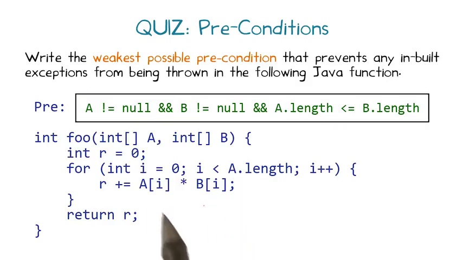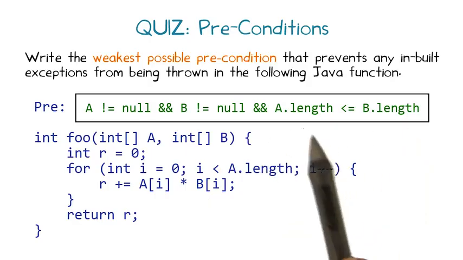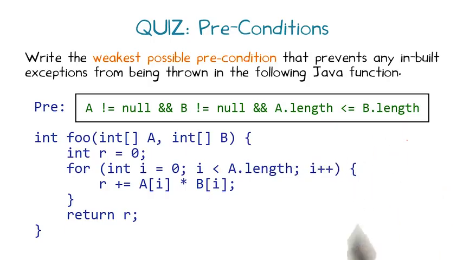Since this happens for every cell in A, we must also require the length of array B to be at least the length of array A, or else we will run into an out-of-bounds exception for array B. So we add to our precondition the requirement that A.length be less than or equal to B.length. These are the weakest, or most permissive, requirements that we need in order for this function to execute correctly.